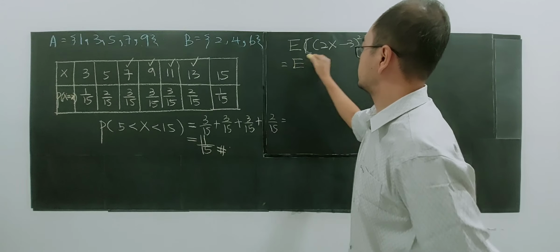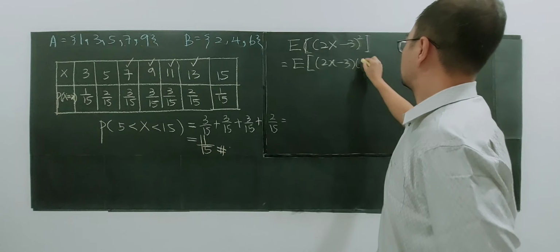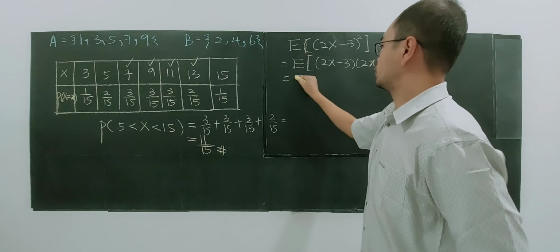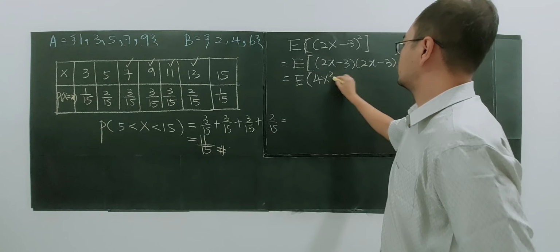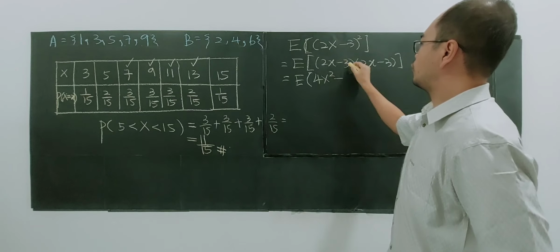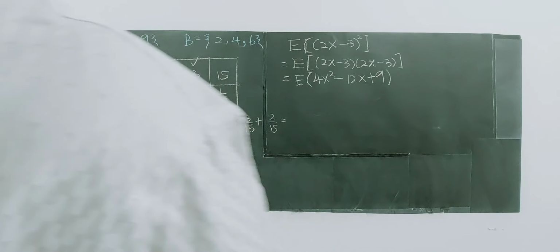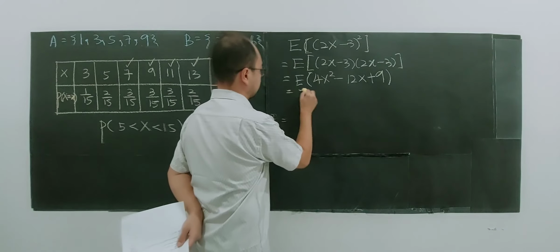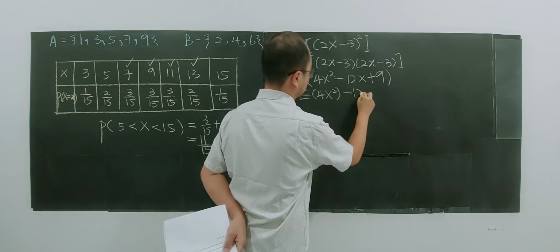You expand this: you have (2x minus 3) multiplied by (2x minus 3) because of the power of 2. After you expand, you have 4x to the power of 2 minus 12x plus 9, right? Then you can apply the properties, so we can rewrite this to be the expectation value of 4x squared minus 12 E of x.